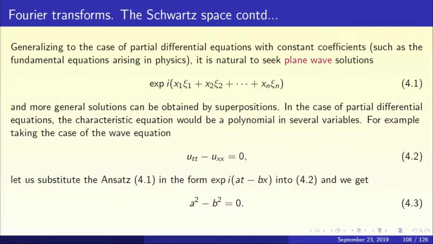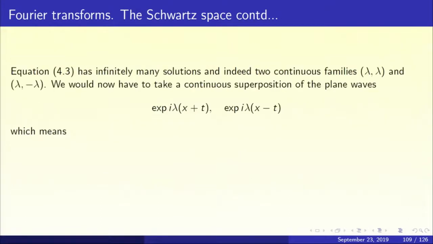The characteristic equation in this case is a squared minus b squared must be 0. So it has solutions a equal to plus or minus b. So you can take (lambda, lambda) or (lambda, minus lambda). A squared minus b squared equal to 0 has infinitely many solutions. It's a pair of lines, right? So the set of all points (lambda, lambda) and the set of all points (lambda, minus lambda) are all solutions of a squared minus b squared equal to 0.